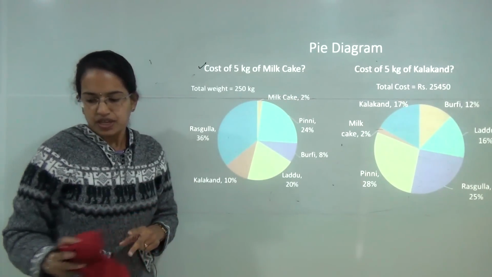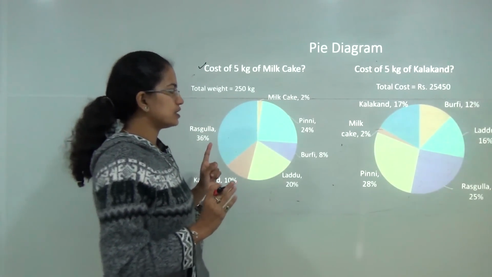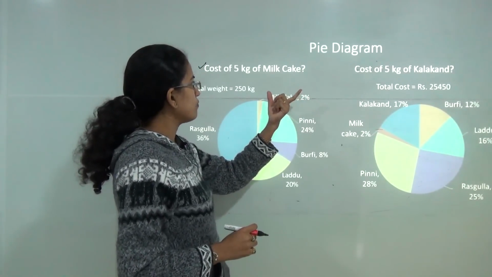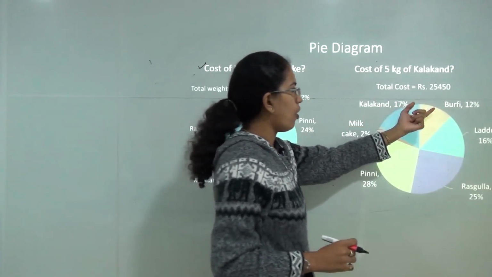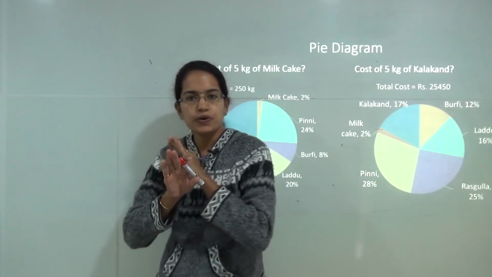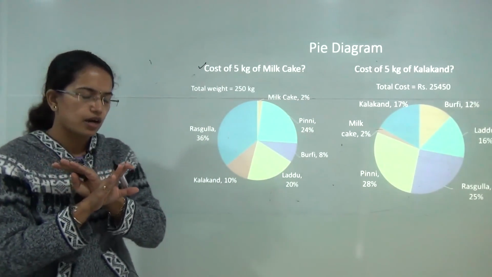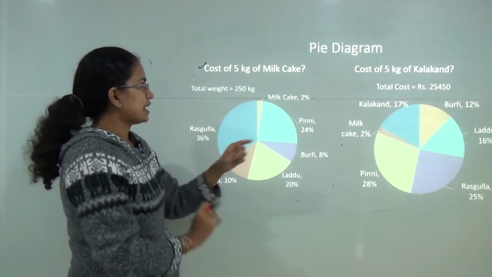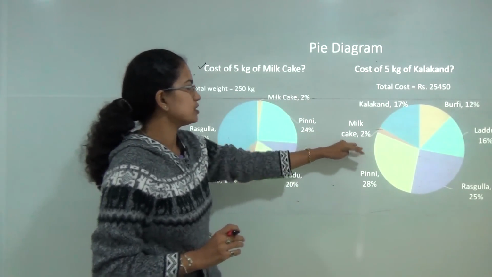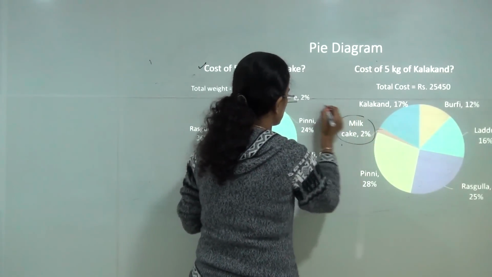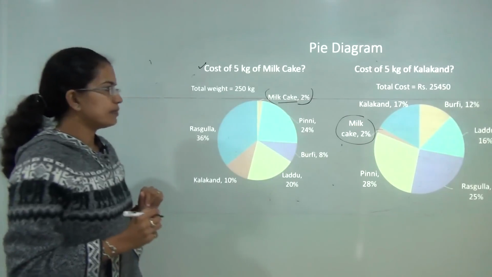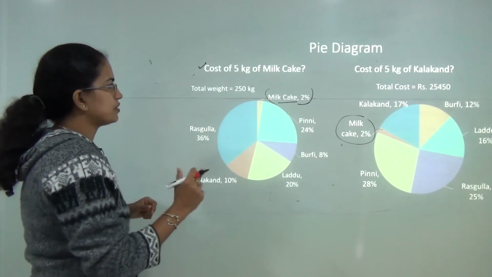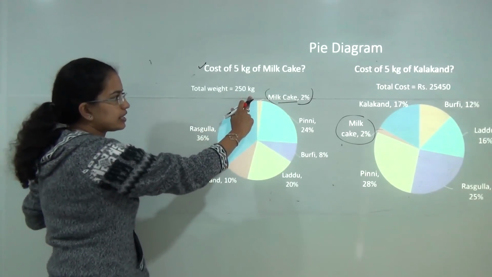Now, if you are asked to calculate the cost of 5 kg of milk cake, how can you do that? Now the first and the foremost thing that you need to understand here is, you have to see if the ratio or the proportion of weight and the proportion of cost is the same, then you don't need to go further into the details. You can simply solve it in one step. Let's say we'll do it for the milk cake first because it's 2% in both the cases, so this makes the question simpler. Now we'll work around for milk cake and you are asked to find out the cost of 5 kg of milk cake. How can you do that? The total weight is 250 kg.